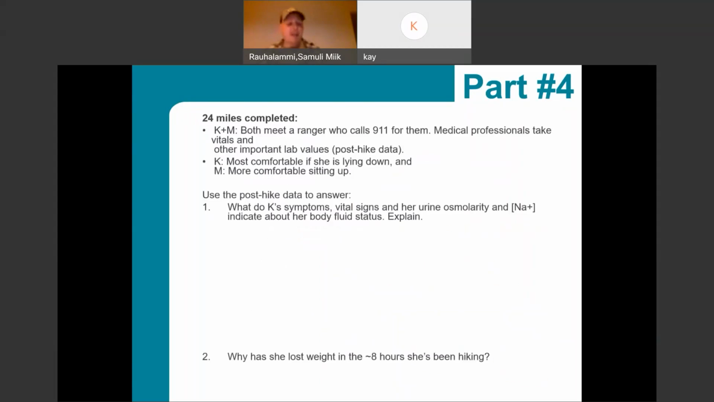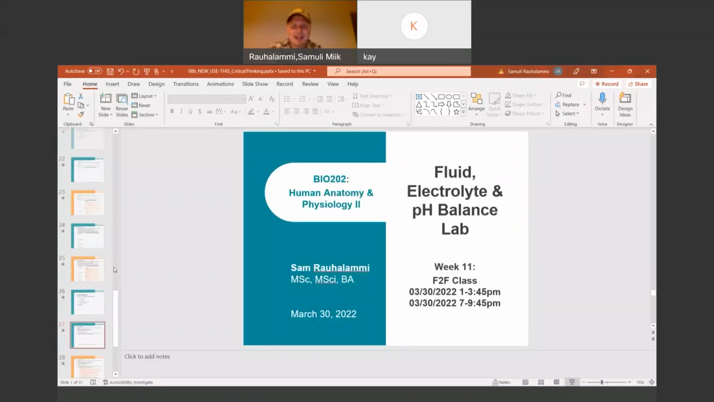I shouldn't have had that slide there. Let me just fix it. So we don't need this slide.